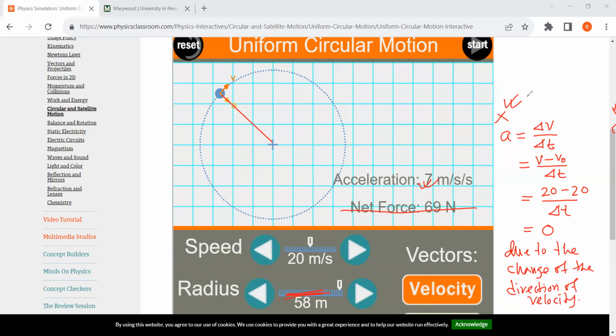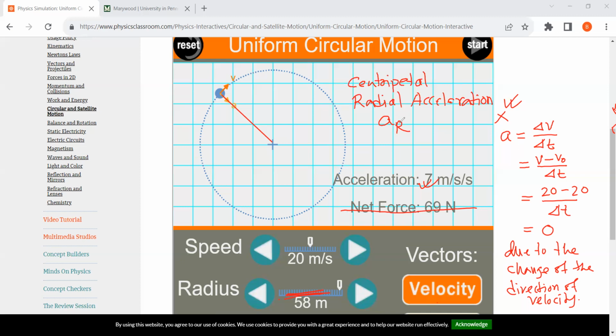So when we have acceleration due to the change of the direction of the velocity, the direction of the acceleration is to the center of the circular path. Because this acceleration is to the center of the circular path, we call it centripetal or radial acceleration. We use the subscript r to represent that it is centripetal or radial acceleration.